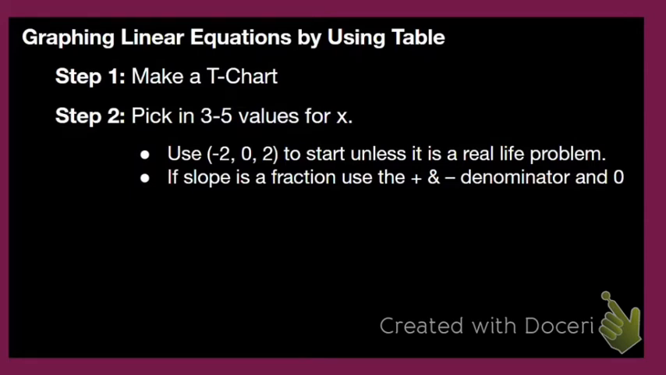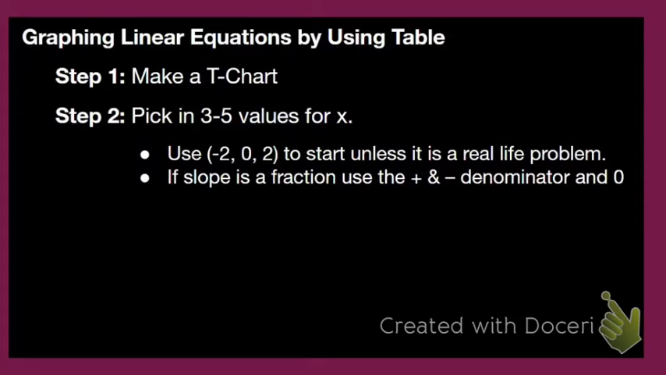So when we draw a chart, we're going to list the 3 to 5 values on the side underneath our x column. And most of the time we're going to use 3 values. Okay, and those 3 values we're going to use the most are -2, 0, and 2, to start, unless it is a real life problem. And real life problems for us are word problems. And a lot of times in word problems, they give us the values that they want us to find.